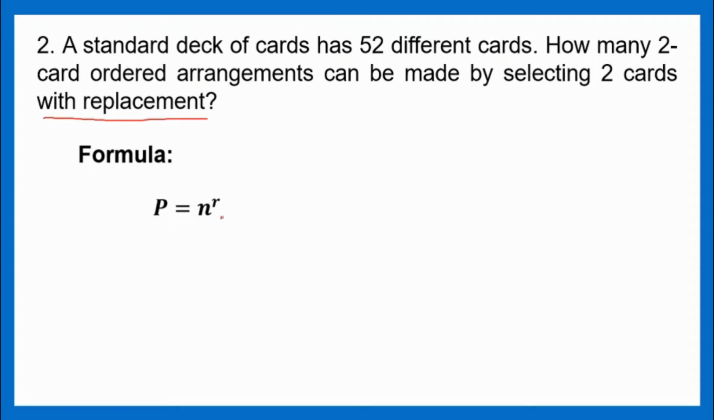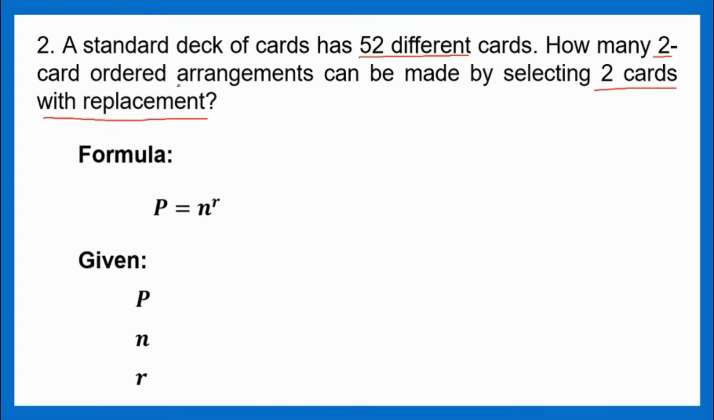P is equal to N raised to R. Kasi nga, yung problem falls under permutation with repetition or replacement. Ayan. Now, for the given. So, bago mo ito maisulat yung P, N, saka yung R, kailangan alam mo muna kung alin talaga dyan, yung total number of objects, saka ilan dun sa total number of objects yung pipiliin. Na anong pinag-uusapan natin? Cards. So, ilan ang total number of cards na pinag-uusapan? 52. Ayan. Ilan daw yung pipiliin? 2.